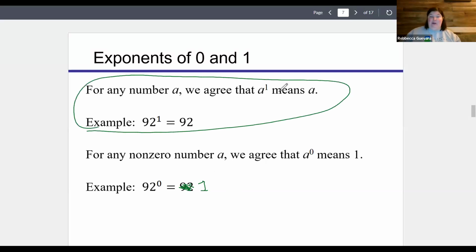This one here makes sense. If I say a to the power of 1, that means I just have one a, so it should stay a. So 92 to the power of 1 means I only have one 92. The power of 0 requires us to talk about the laws of exponents before I can explain why that one works. So right now, we're just going to say, believe me. For any non-zero number a, we agree that a to the 0 is always going to be 1. So anything to the power of 0 is always going to be 1.